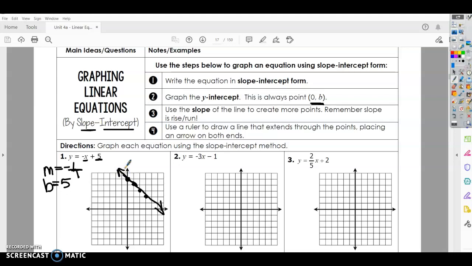All right, the next one, let's do one more since I messed up the first one. Your slope is negative 3, and your y-intercept is negative 1. So this time I'm going to go down negative 1. And I'm going to do a slope of negative 3. Again, make that a fraction. It's a little easier. So I'm going to start at my y-intercept. That's my starting point. So I'm going to go down 1, 2, 3, over 1.